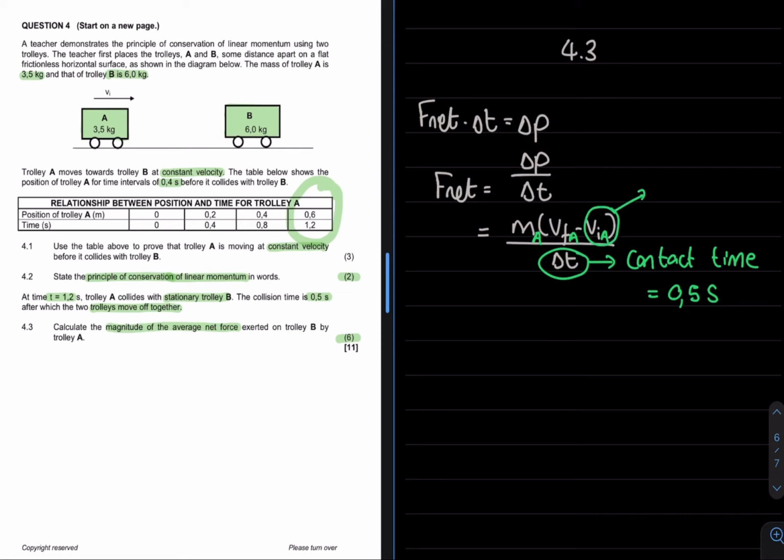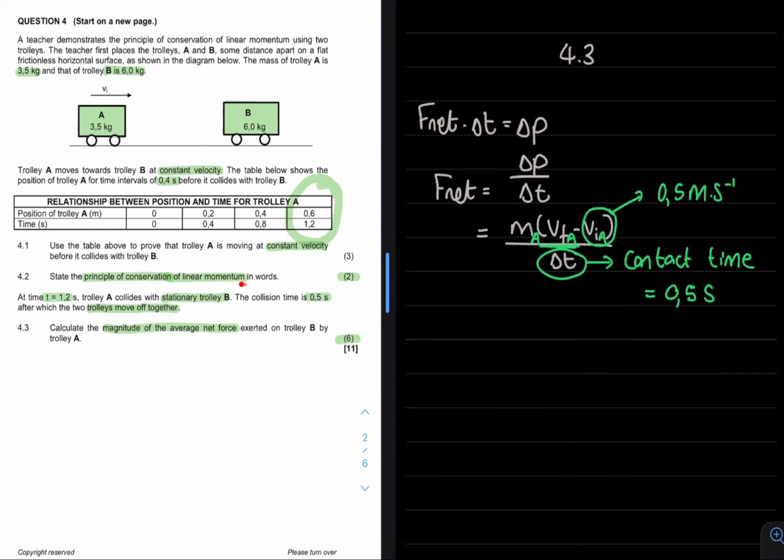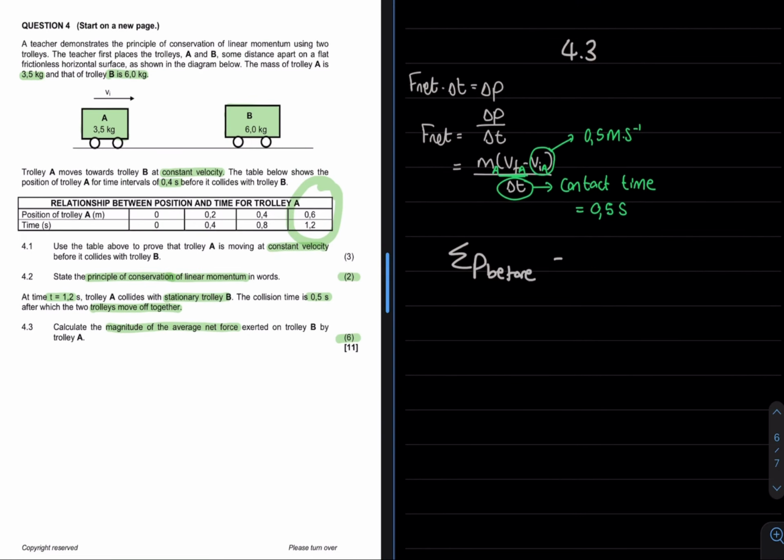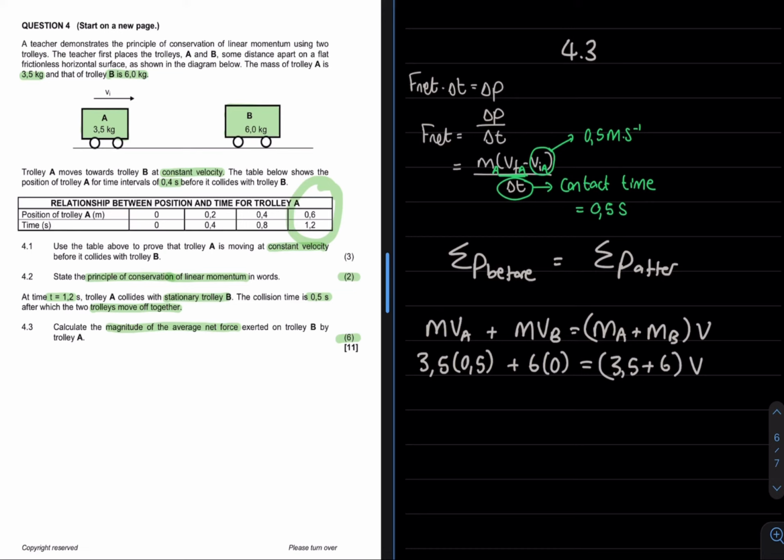The V initial of A is calculated as 0.5 meters per second, which was the constant velocity of trolley A before the collision, but the final velocity of trolley A is also unknown. We would first have to calculate the final velocity of trolley A by applying the principle of conservation of linear momentum. Before the collision, we had the mass and the velocity of A and the mass and the velocity of B. After the collision, the 2 trolleys are stuck together and move off at the same velocity. Now remember that it was said that B was initially stationary, therefore its velocity is 0.